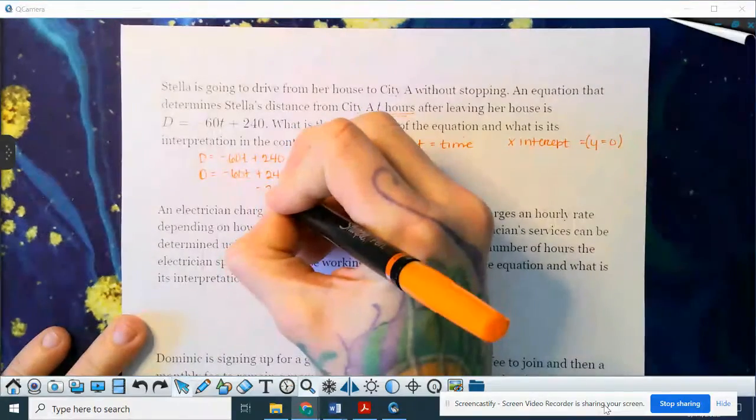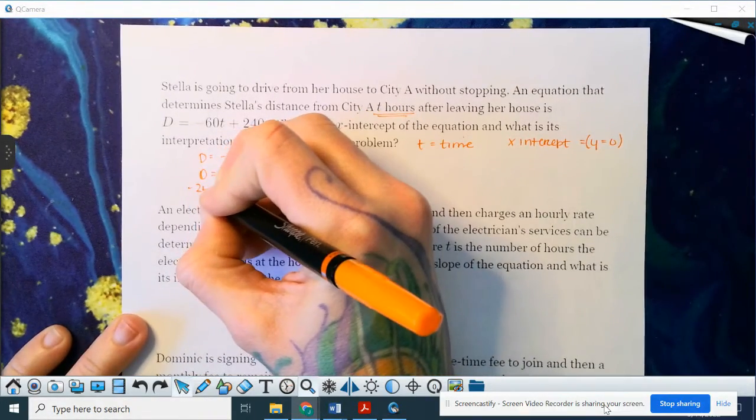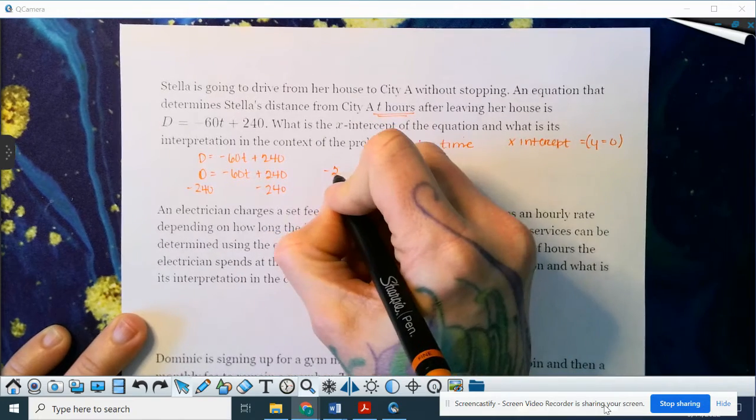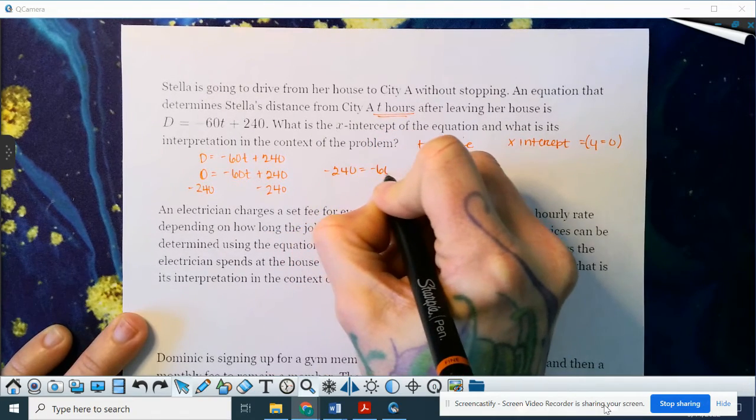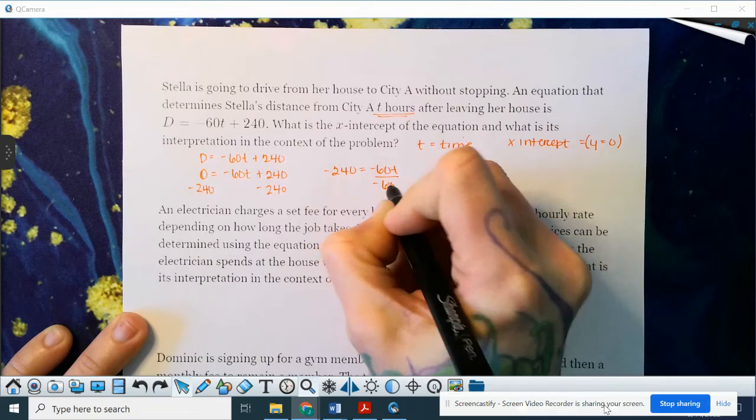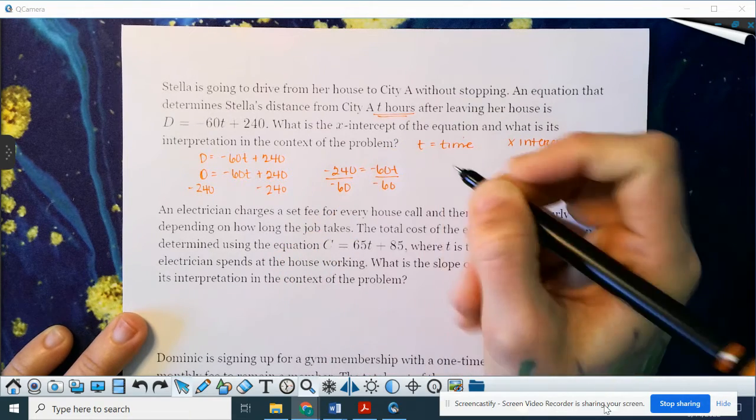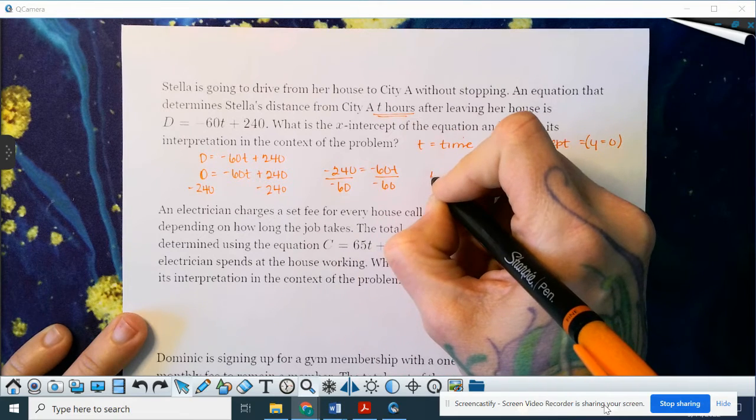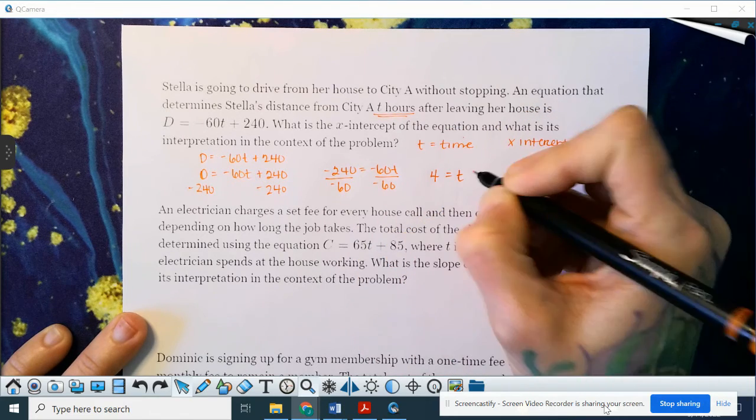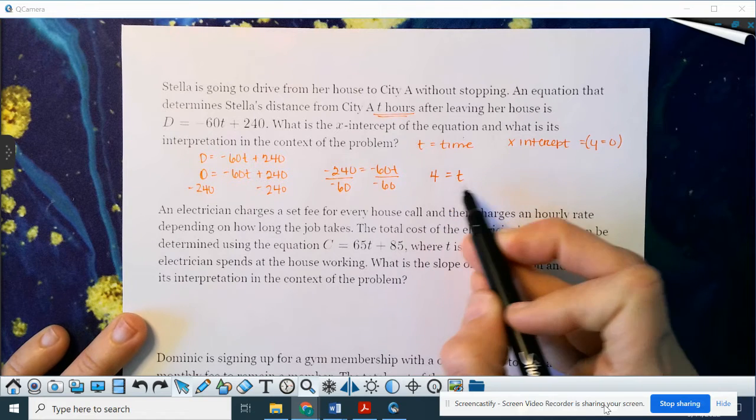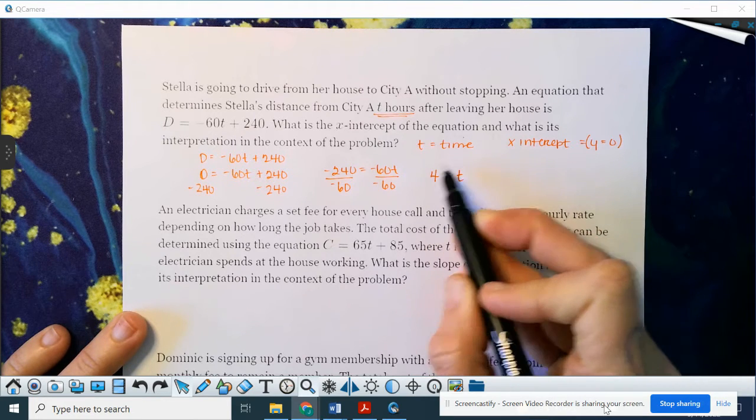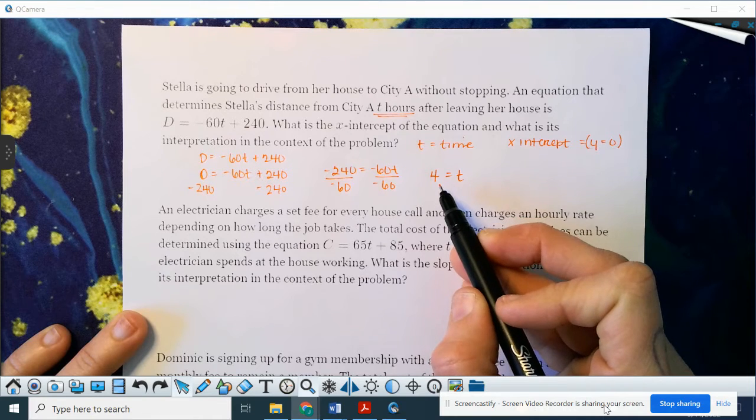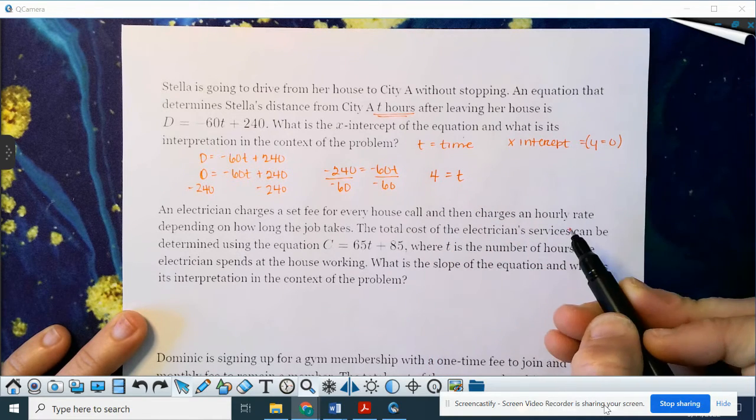So minus 240, minus 240, and that's going to give me negative 240 equals negative 60t. We're going to divide both sides by negative 60, and a negative divided by a negative gives us a positive 4. So our time: after 4 hours, that's where she would be back at our x-intercept. As she leaves, that's when she'll be back home, after 4 hours.